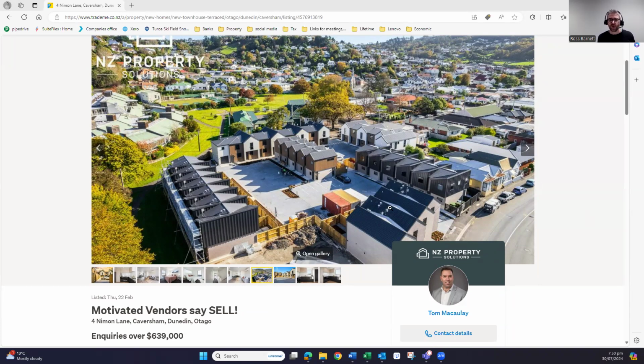One of the big first things that always jumps to my mind is how many car parks are there. Each of these has probably got one car park. Maybe they've got four people living there. Where are the other three cars going to go? So that's always something to think about: the number of car parks, who's going to park where, how that is going to work.